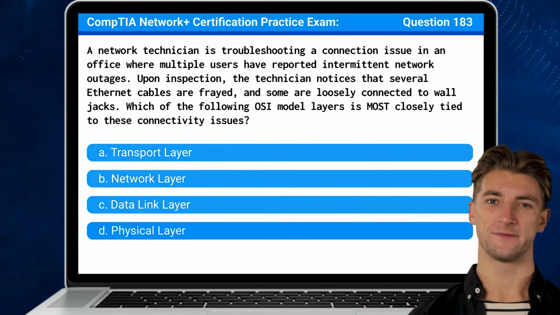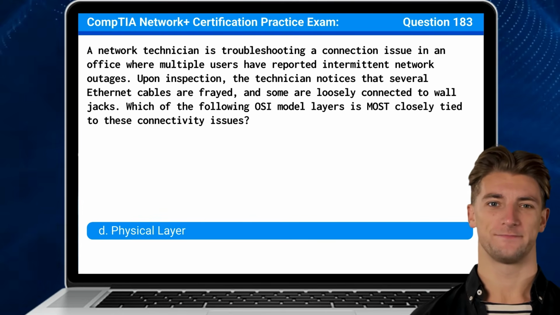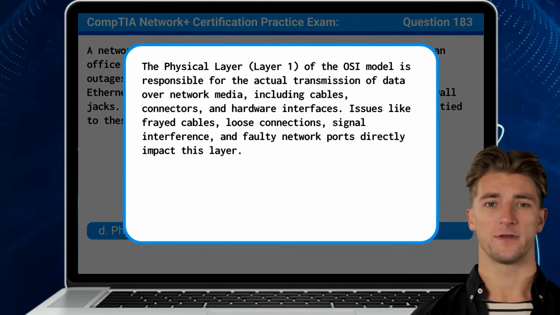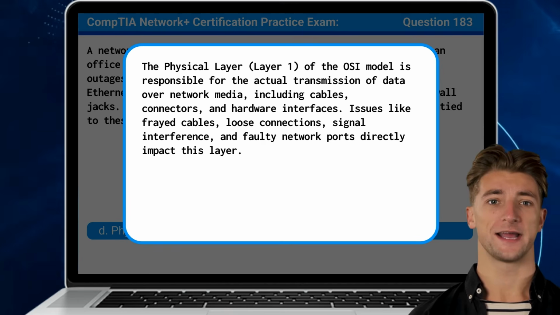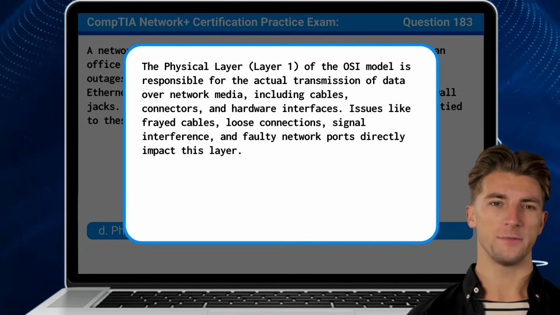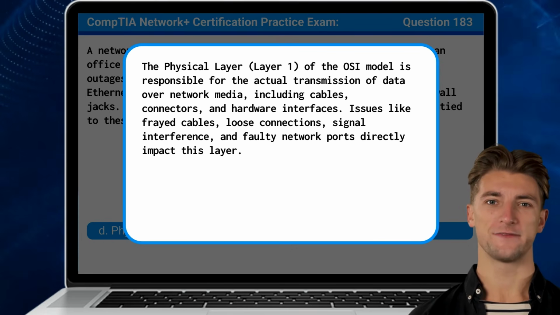The answer is D. Physical layer. Layer 1 of the OSI model is responsible for the actual transmission of data over network media, including cables, connectors, and hardware interfaces. Issues like frayed cables, loose connections, signal interference, and faulty network ports directly impact this layer.